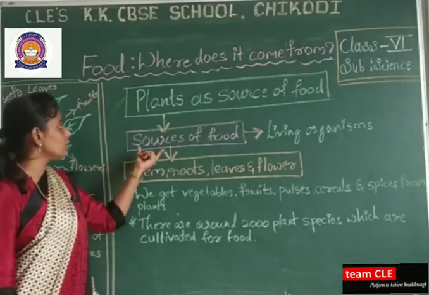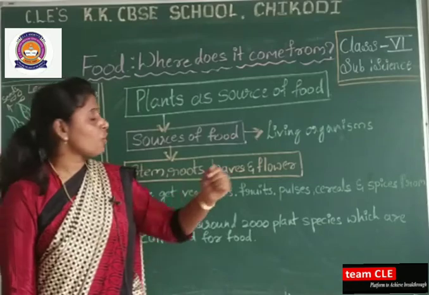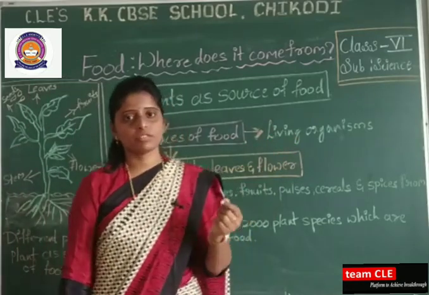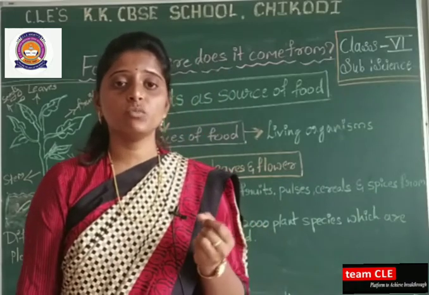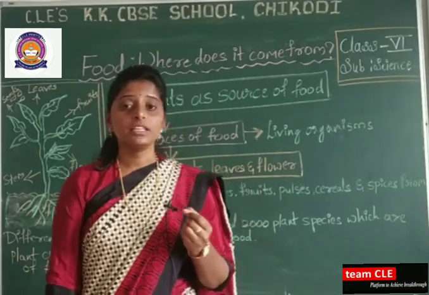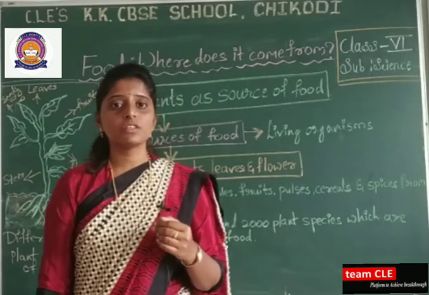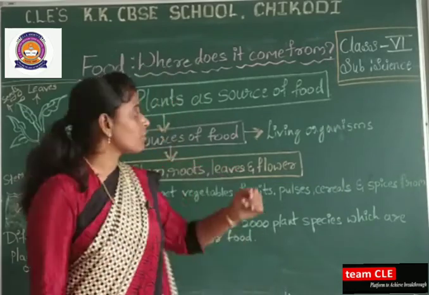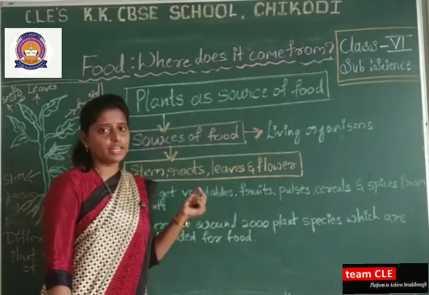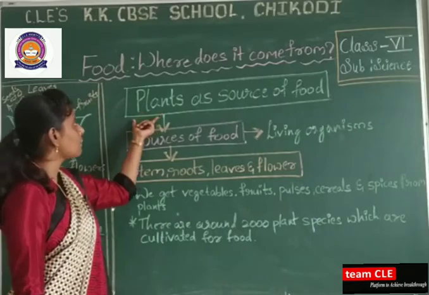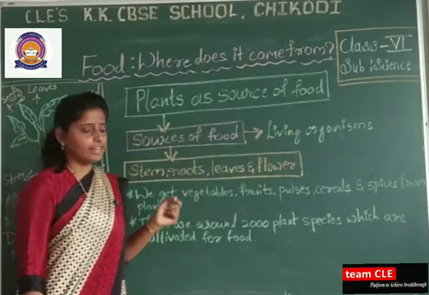For whom is it a source of food? For the living organisms. What are living organisms? Living organisms are plants, human beings, animals, birds. These are all living organisms. From where do living organisms get food? From the plants itself we are getting the food. So we are calling plants a source of food for the living organisms.